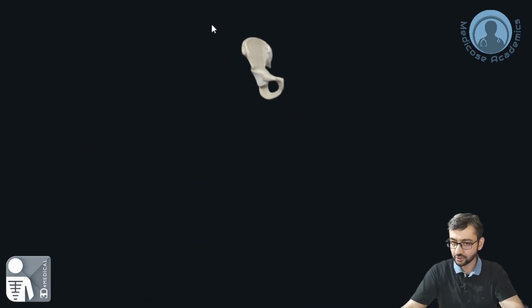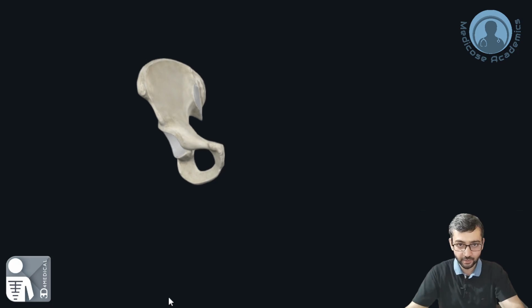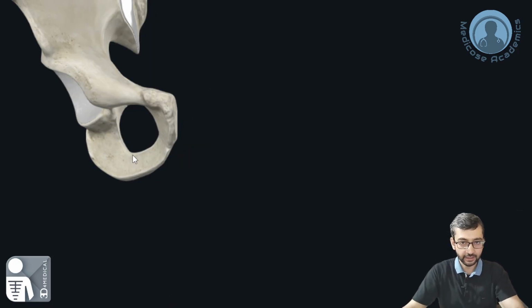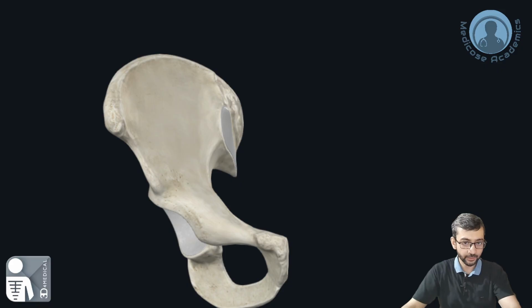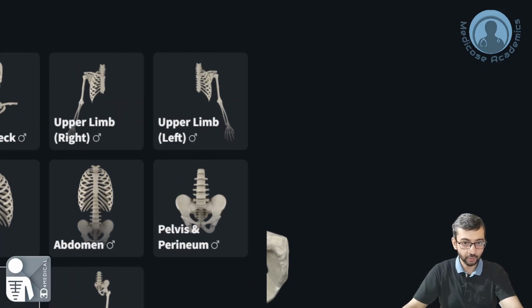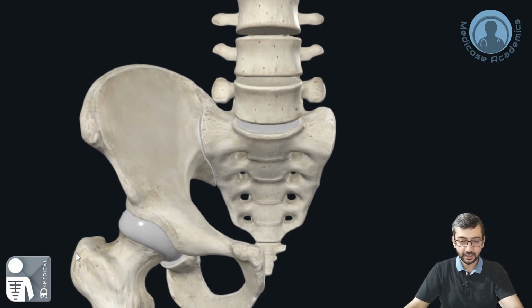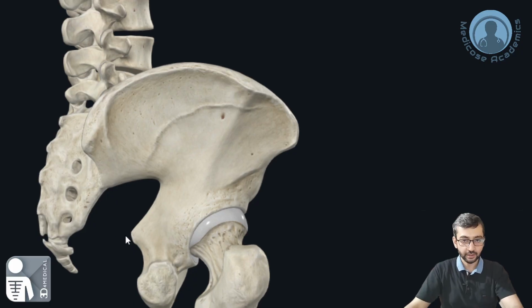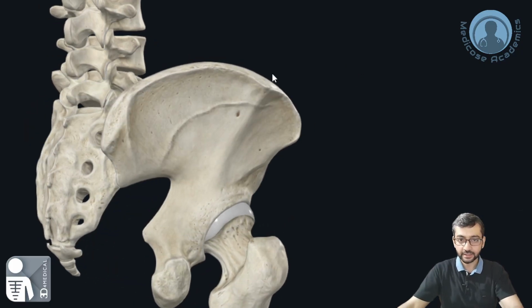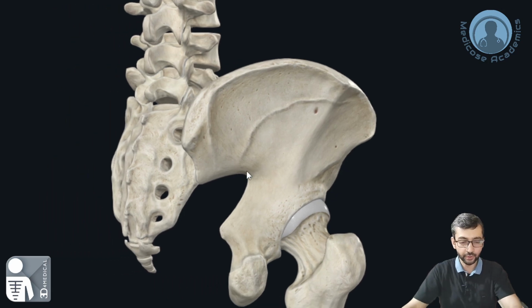Then we will talk about the highest point of the iliac crest. Let us get the whole lower limb view here, and if you look from the back, you will see the highest point of this iliac crest, which you can feel on yourself too. This is a little posterior to this iliac tuberosity, and this is the point, and this point is very important clinically.